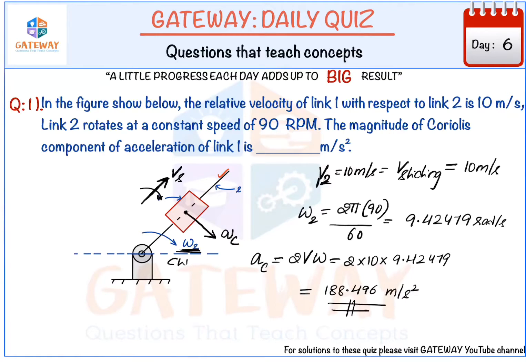First we need to know the direction of v sliding, and then the sense of rotation. If the sense of rotation is clockwise, then we need to turn the v sliding component clockwise by 90 degrees. If it is anti-clockwise, then we need to turn it anti-clockwise by 90 degrees. That will give us the Coriolis component direction.